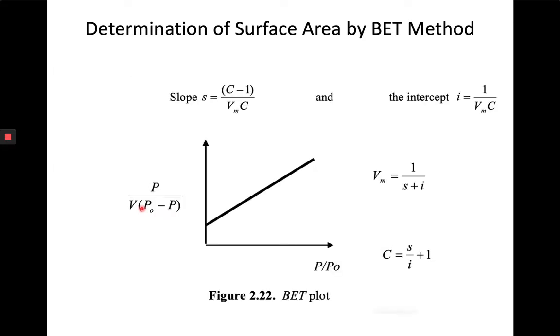A straight line graph is produced where the slope S equals (C minus 1) over Vm C and the intercept I equals 1 over Vm C. Okay, rearranging these equations, we can determine Vm equals 1 over (S plus I) and C equals S over I plus 1, where Vm is the volume of adsorbate gas at monolayer adsorption and C is the BET constant.